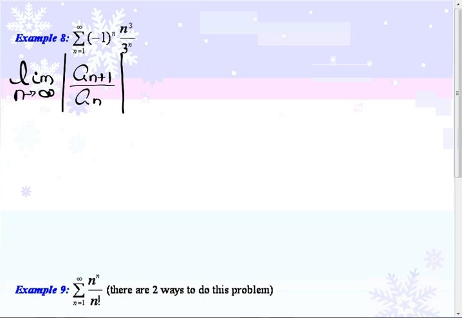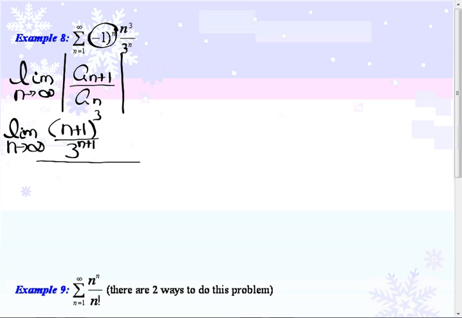So with the absolute value, what can I do with this -1 to the n? Just get rid of it. So it's the limit as n goes to infinity, and first I'm going to substitute this in. Now, I'll do this once this way, but it's n plus 1 cubed over 3 to the n plus 1. That's the n plus 1 term, divided by n cubed over 3 to the n. But you don't have to, you can skip this step. You can go right to the next step.